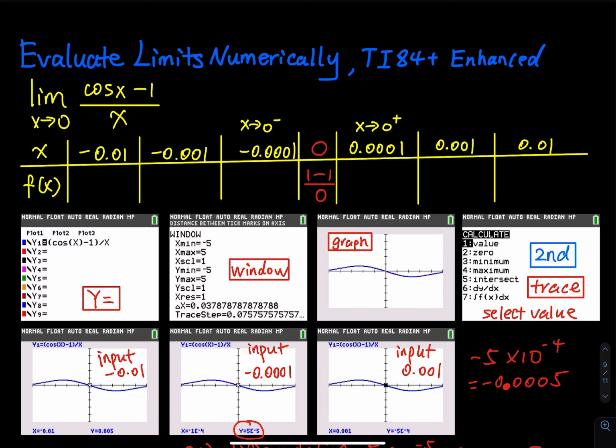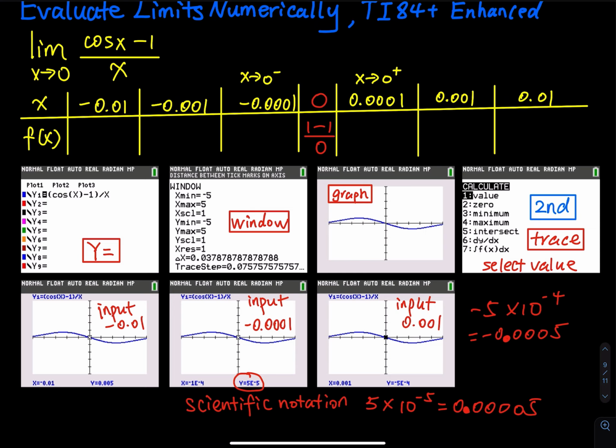The first one is value, and that brings you to the graph screen, where you see an X and a cursor flashing. So input a number. Let's say you input negative 0.1. They have an X, and they are asking you to input a value. Once you hit enter, that gives you the corresponding y value.